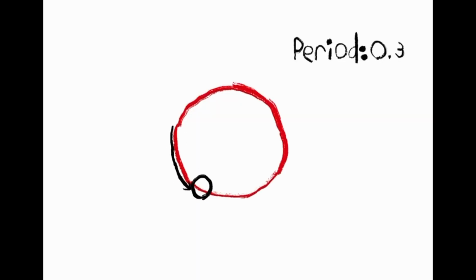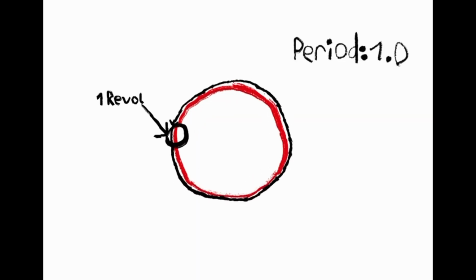The total distance this object travels here is 1 revolution, which is the circumference of a circle. And the time that it takes to complete the circle is just the period. So if the radius is 1 and the period is 2, then the ball traveled pi meters per second.